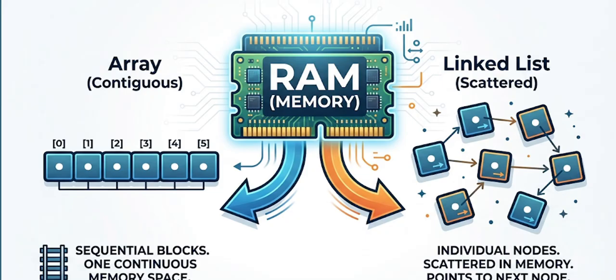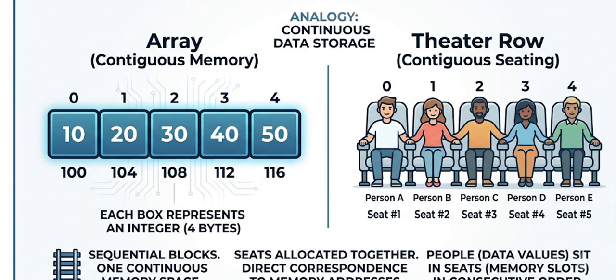Think of an array like booking a row of seats at a movie theater for you and your friends. You all sit right next to each other in a continuous, unbroken line. In computer memory, this is called contiguous memory allocation, because every single element sits at a fixed address right next to the previous one. The computer doesn't need to search for element number three. It does a quick math calculation and instantly goes to address 112.